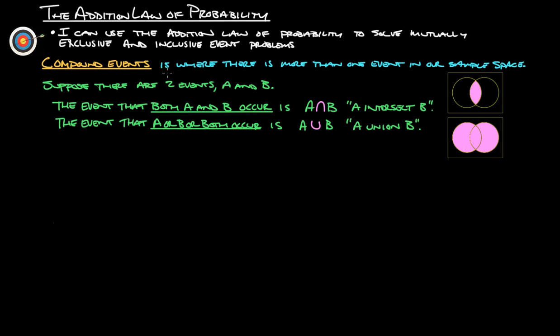Compound events are where there is more than one event in our sample space. Suppose that there are two events, A and B. This would be A and this would be B. The event that both A and B occur is this here. We call this A intersect B. It's where A happens and B happens. And then the event that A or B or both occur is A union B. So either A happens or B happens or both happen.